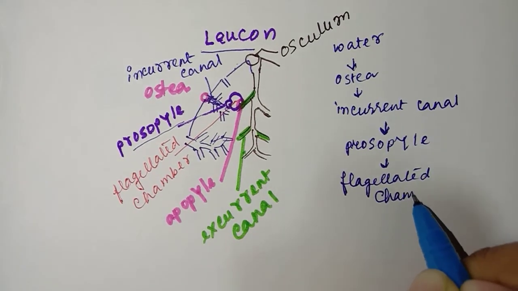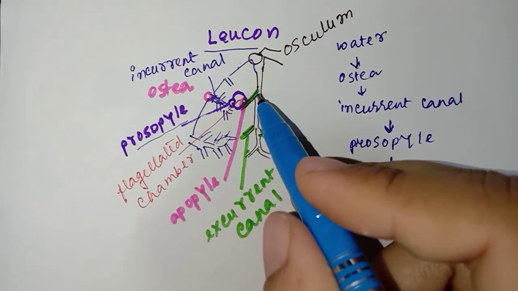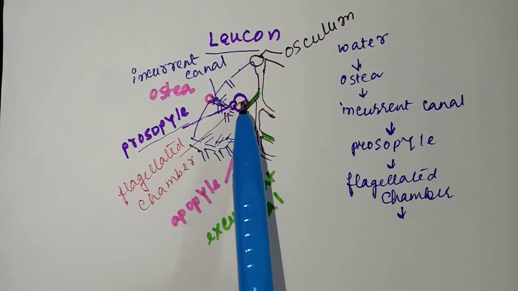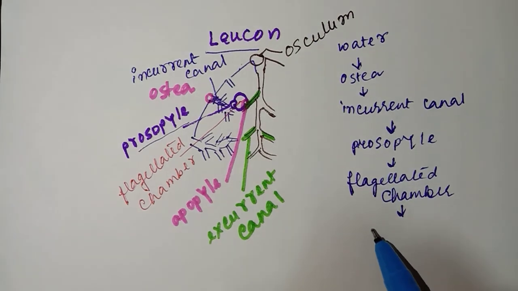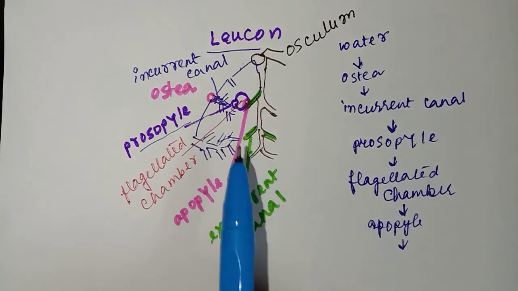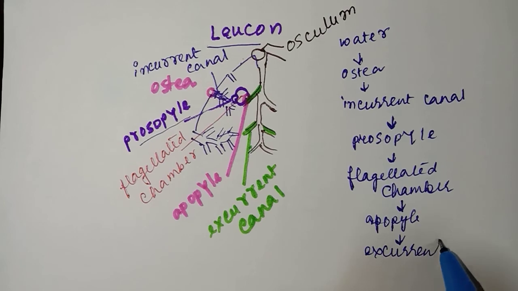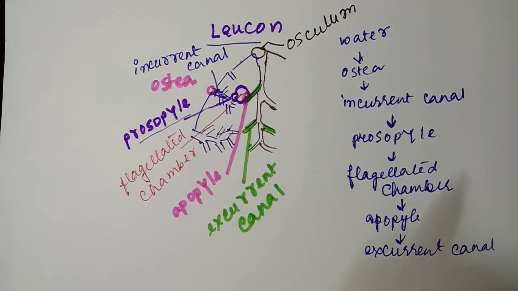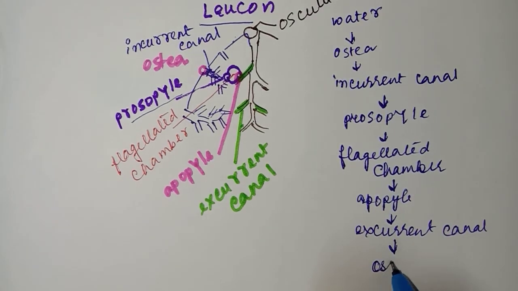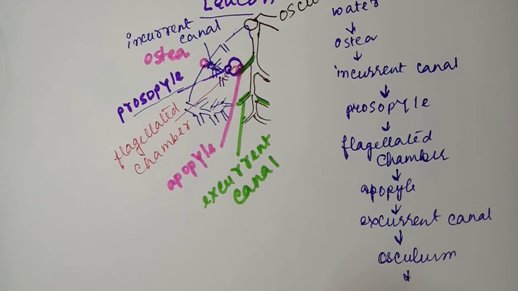Now from this flagellated chamber, the water will enter into the next, that is the excurrent canal. How? Via another opening. What is that opening? That is called the apopyle. With the help of this apopyle, the water will enter into the next canal, called the excurrent canal. Now with the help of this excurrent canal, the water will be removed outside with the help of this osculum.